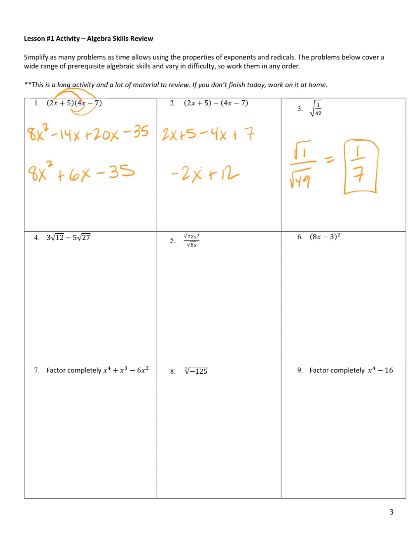Okay, number 4, 3 root 12 minus 5 root 27. So it's helpful for me to have a list of perfect square numbers whenever I'm dealing with these radical type problems. So 1 squared is 1. 2 squared is 4, 3 squared is 9, 4 squared is 16, 5 squared, 6 squared, 7 squared, 8 squared, 9 squared, 10 squared.